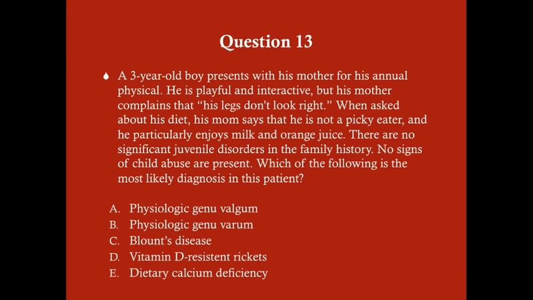When asked about his diet, his mom says that he is not a picky eater and he particularly enjoys milk and orange juice. There are no significant juvenile disorders in the family history. No signs of child abuse are present. Which of the following is the most likely diagnosis in this patient? A. Physiologic genu valgum. B. Physiologic genu varum. C. Blount's disease. D. Vitamin D resistant rickets. Or E. Dietary calcium deficiency.